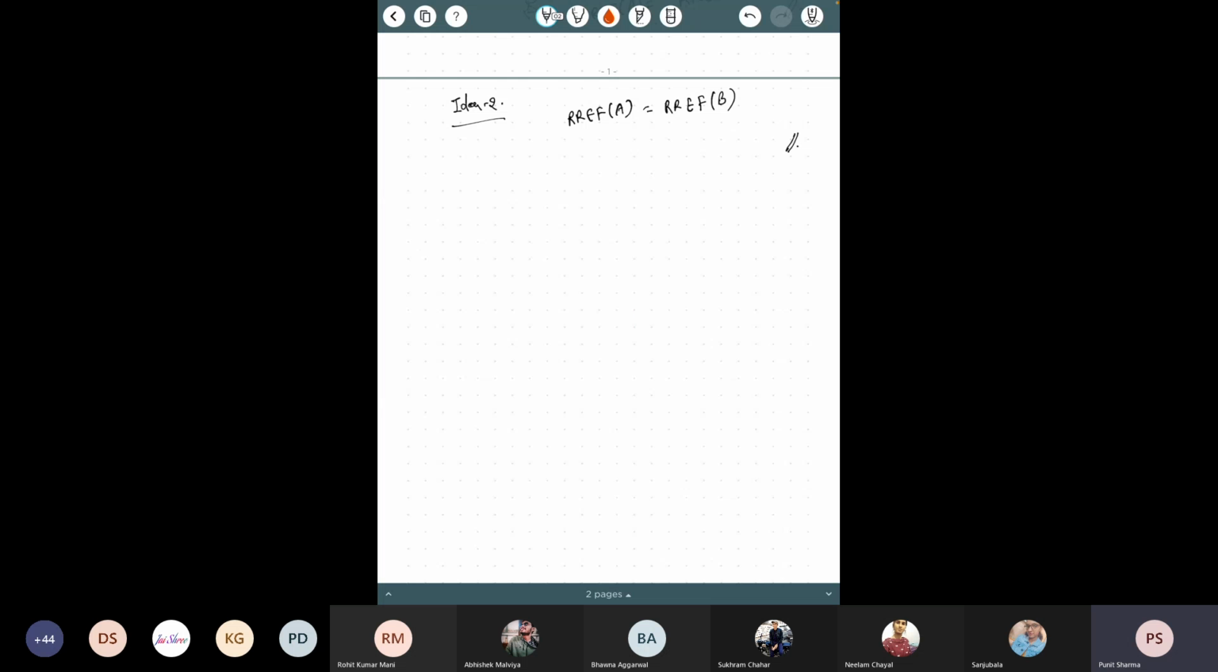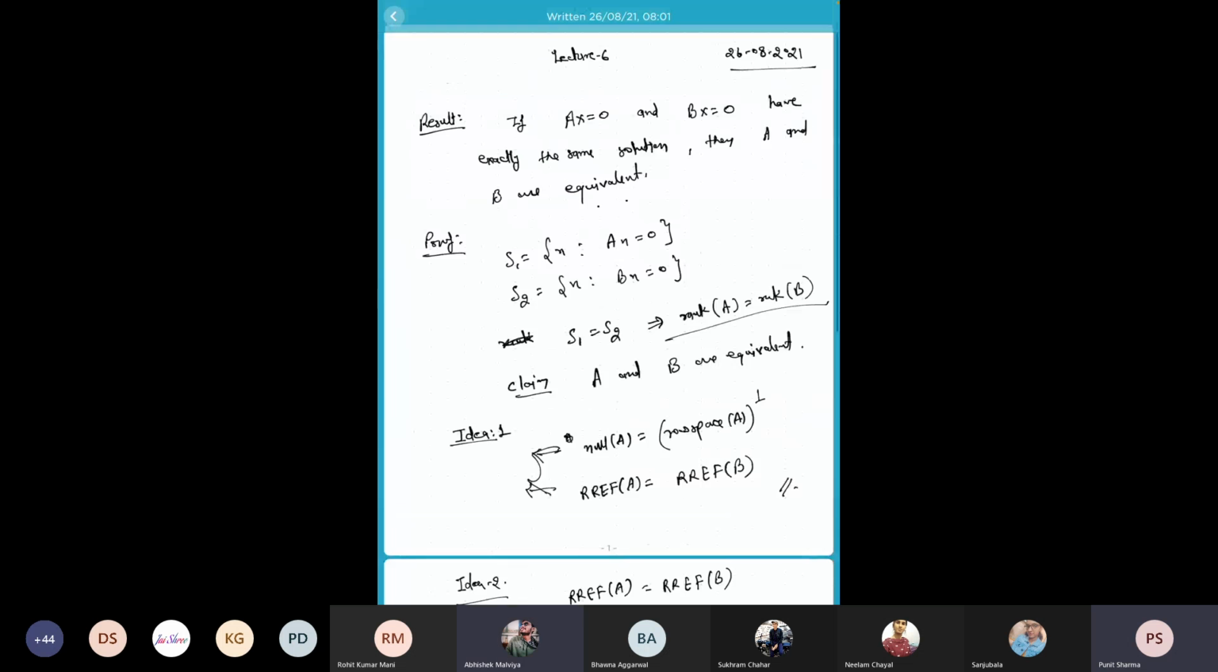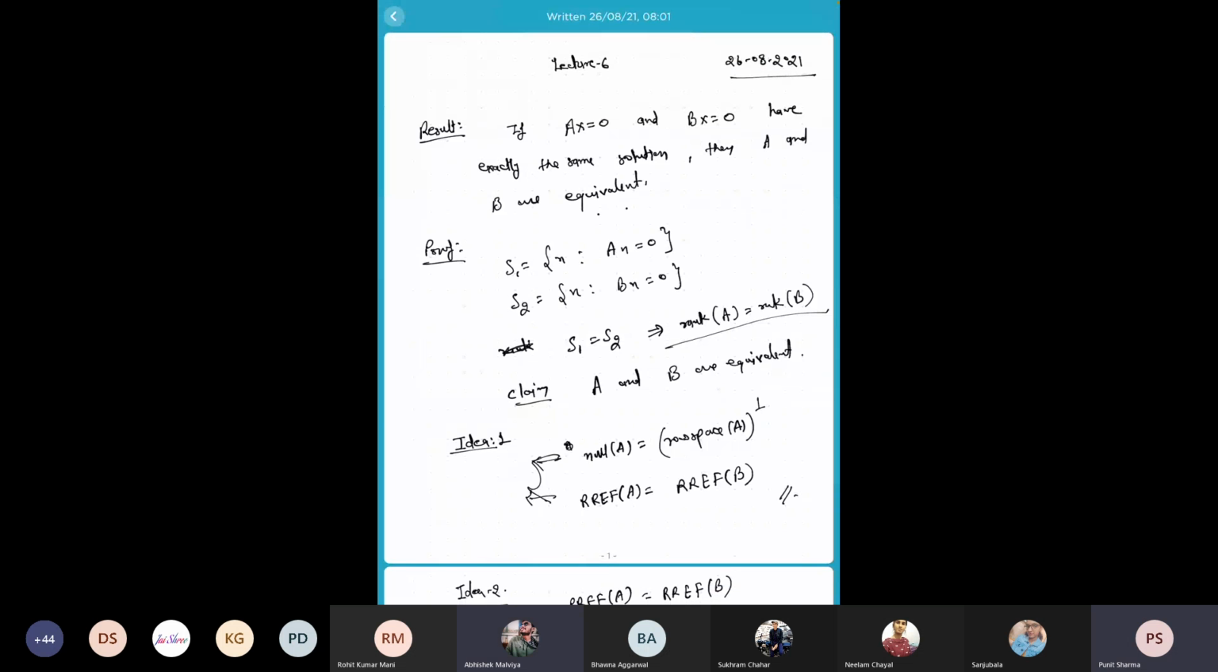So when I say that these solution spaces are the same, what does it mean? Otherwise, how would you say that S1 is equal to S2?